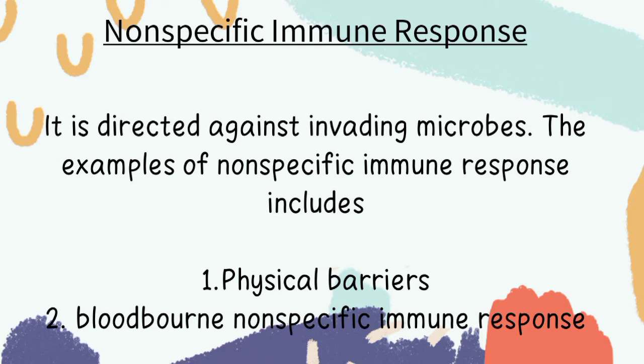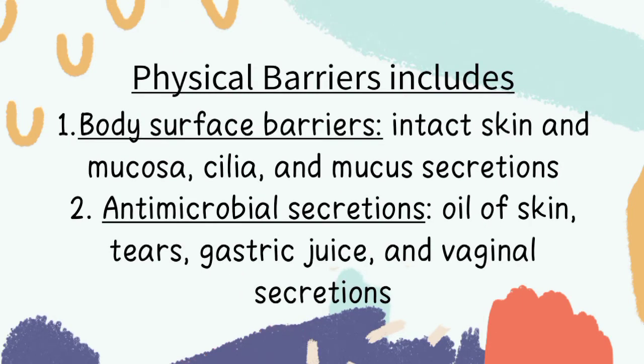Now, before we get to specific, when we say non-specific, there are two things here. We have the physical barrier and the blood-borne barrier. Now I will still explain that. Now, the physical barrier are of two types. First, we have the body surface barrier, and in this we have the intact skin. Now, if your skin has a lesion or a hole or an injury, your skin is no longer giving you high protection. That's what it means. We also have the mucosa, the cilia, and the mucous secretion.